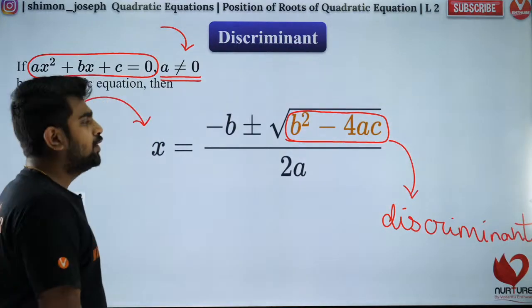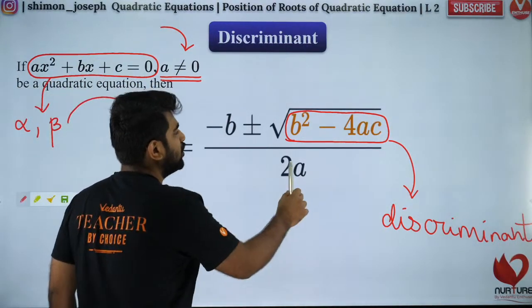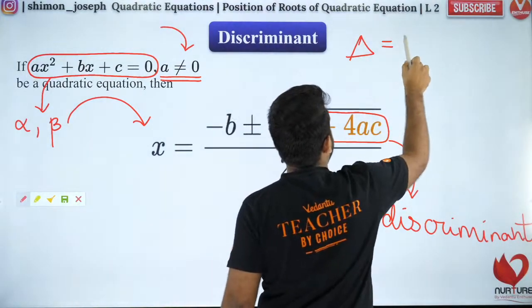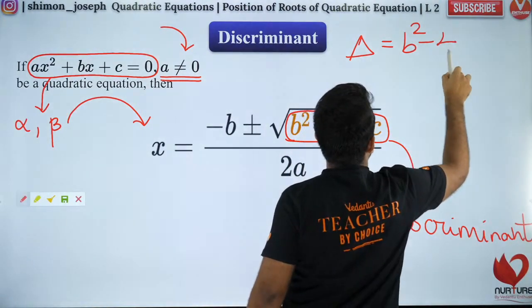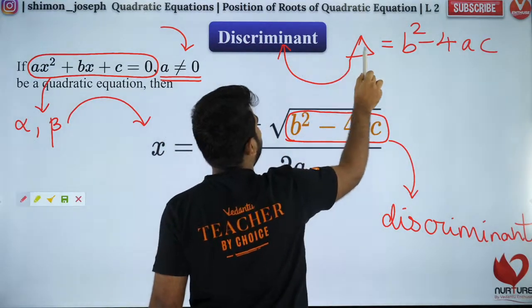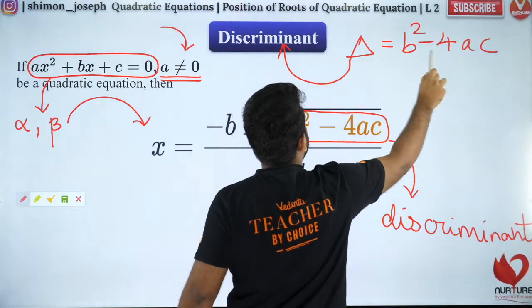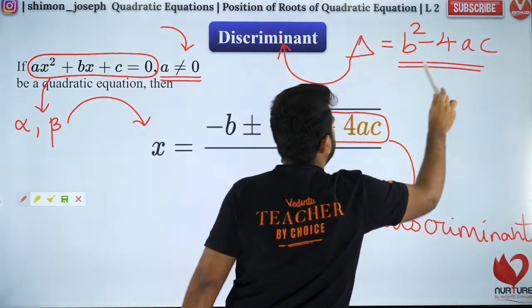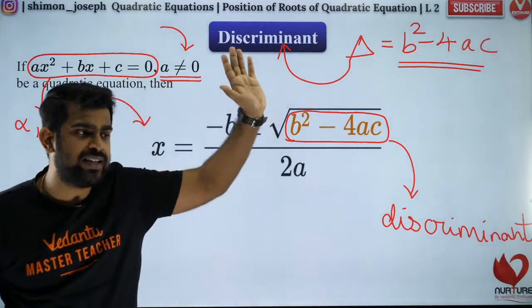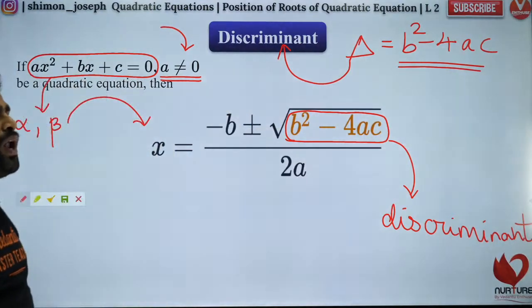Fantastic. So Surya, the discriminant is whatever is inside the square root, without the square root. The discriminant is also given by the symbol delta, and that is equal to b square minus 4ac. Are you clear, Surya? Fantastic. Are you all cool?